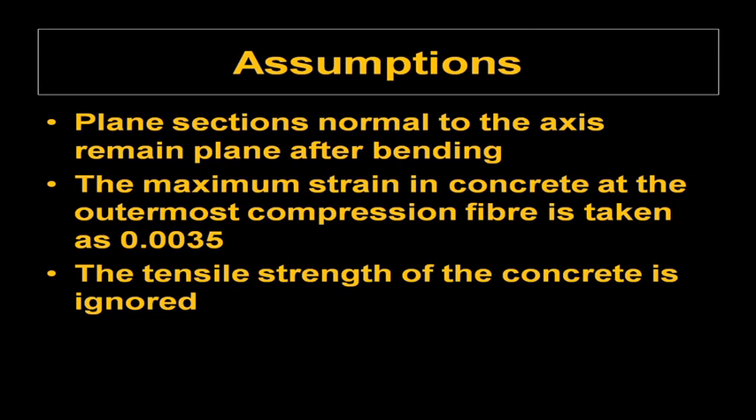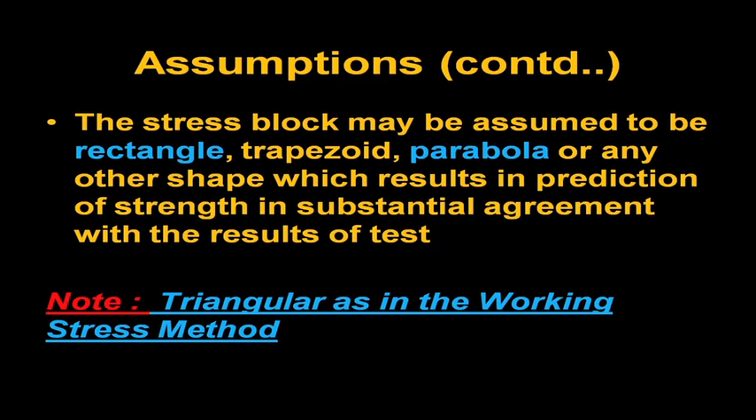The tensile strength of the concrete is ignored as usual, because there is no such difference between the working stress method and limit state method. Here we are ignoring that too. The stress block may be assumed to be a rectangle, trapezoid, parabola or any other shape which results in prediction of strength in substantial agreement with the results of test.